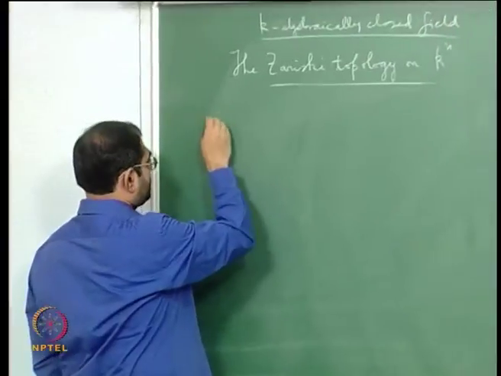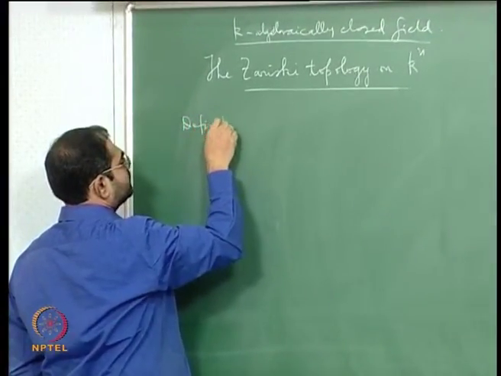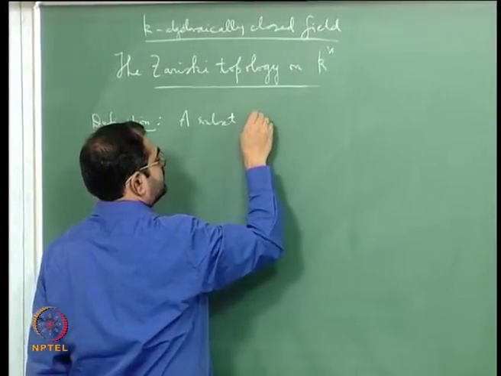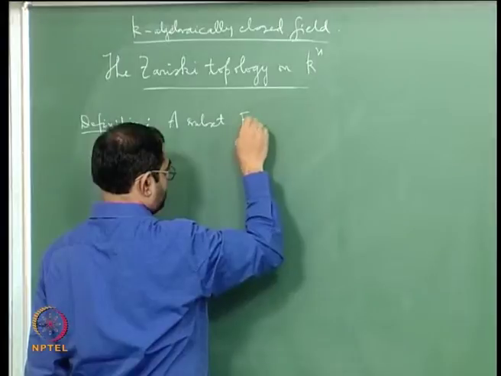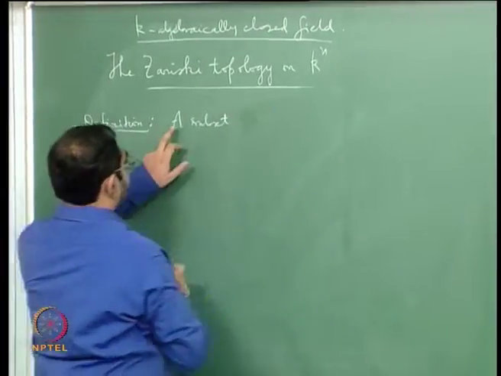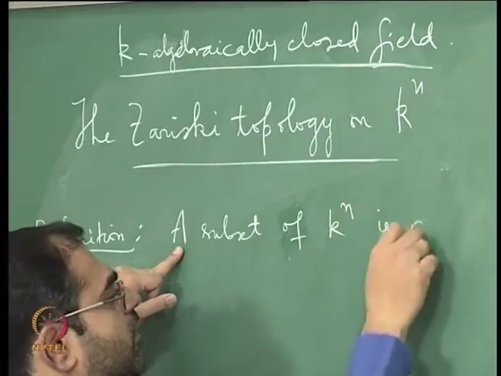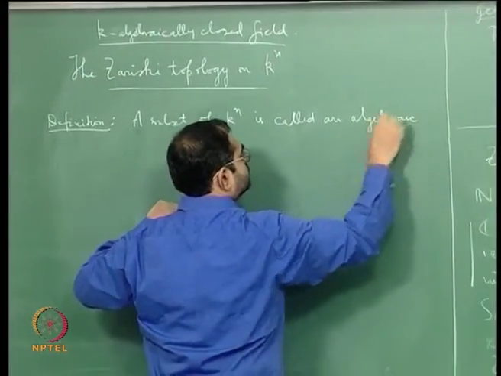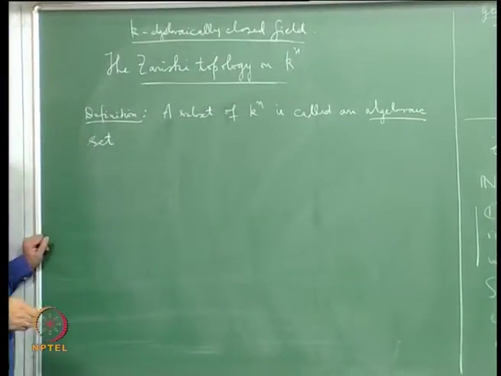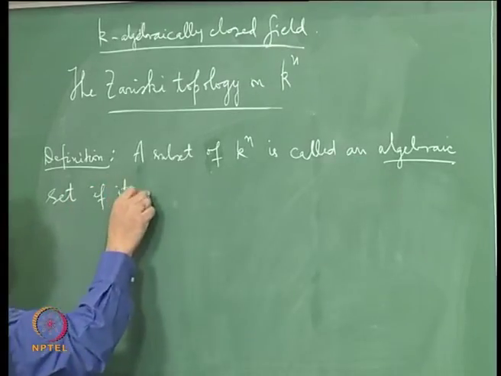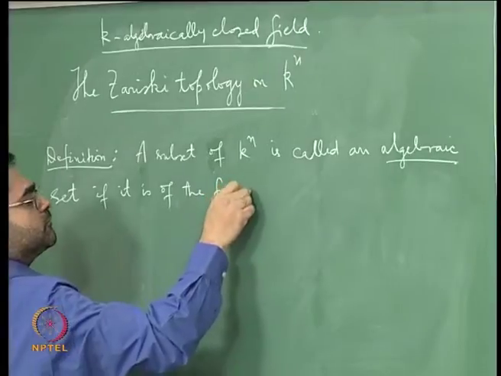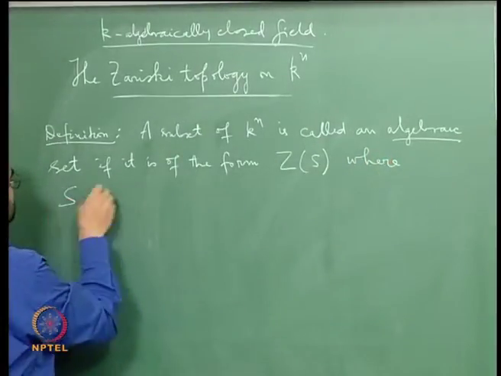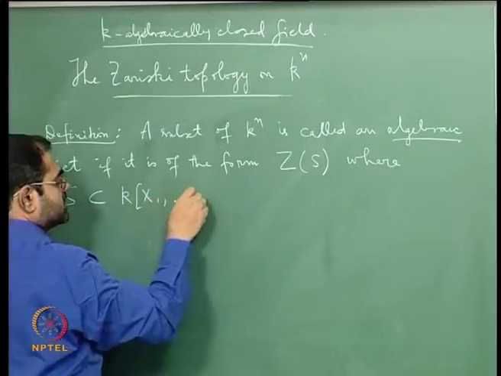Okay, so definition: a subset of K^n is called an algebraic set if it is of the form Z of S, where S is a subset of the polynomial ring in n variables over K.